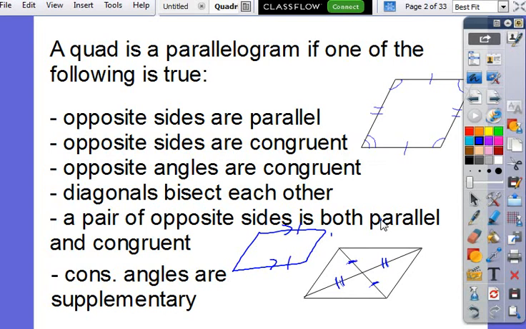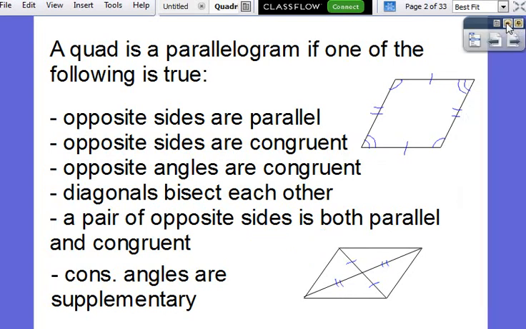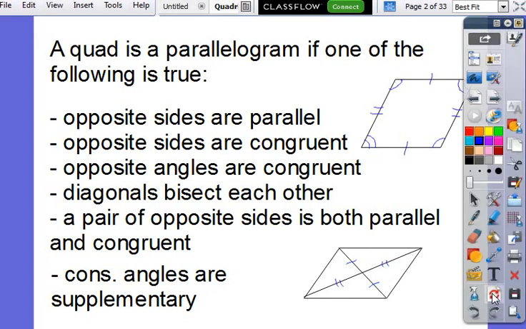Consecutive angles are supplementary. Which ones out of that 1, 2, 3, and 4 are supplementary? 1 and 3 would be supplementary because they're consecutive. 2 and 4 would be the same, but then 1 and 2 would be consecutive, and 3 and 4. And supplementary means what? Add up to be 180.